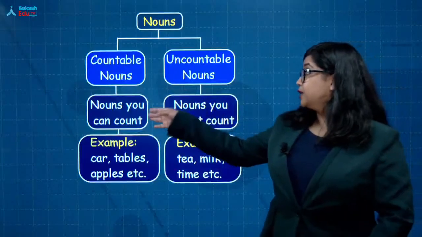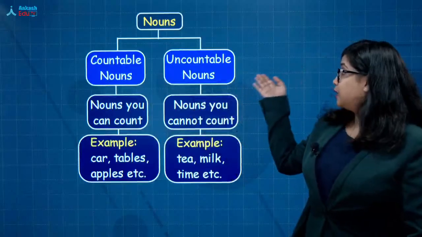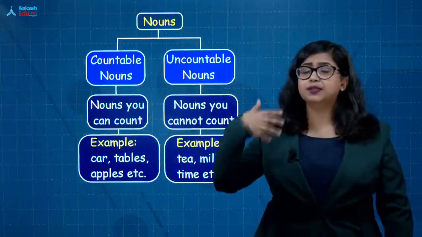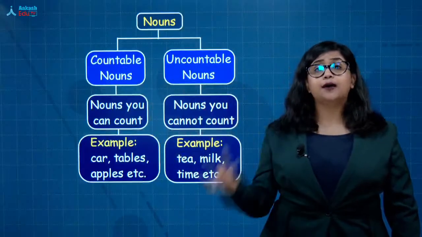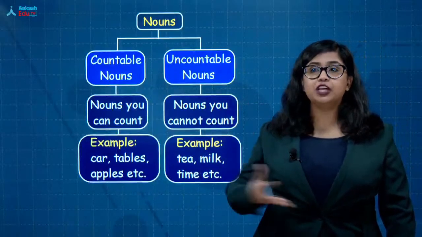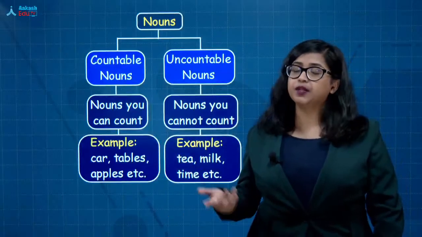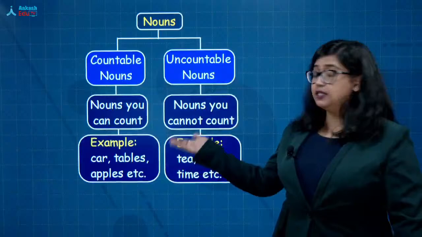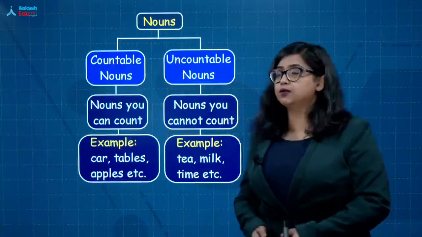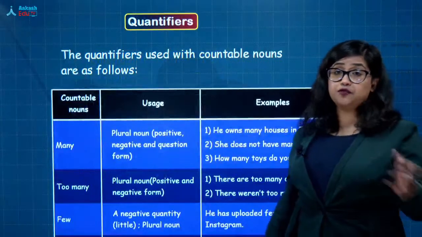So nouns you can count are called countable nouns. Nouns which you cannot count are called uncountable nouns. For example, car, table, apple, chair, these are all countable nouns, all right? However, sugar, milk, coffee, tea, hair, these are all uncountable nouns, okay? So countable nouns are these, uncountable nouns are like tea, milk, time, etc. These are all uncountable nouns.